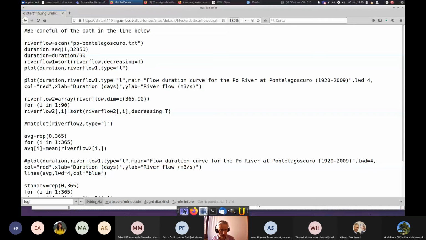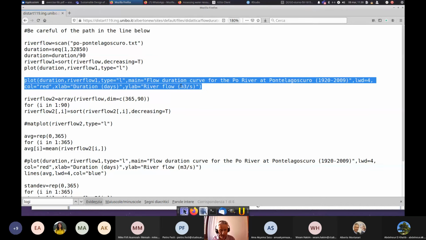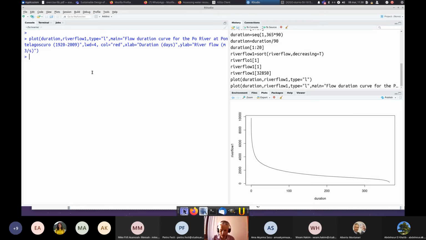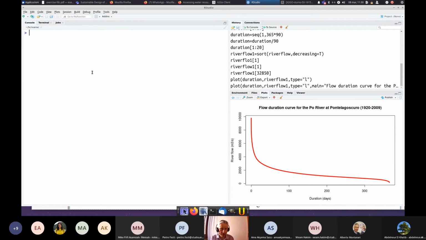Oh, before moving forward, I'm sorry, there is an instruction here which precisely embellishes the plot. Let's try it. Okay, let's copy this and go in RStudio, paste, and let's see what happens. You see, the plot now is a bit better. Okay, and now we can go on with the second method.